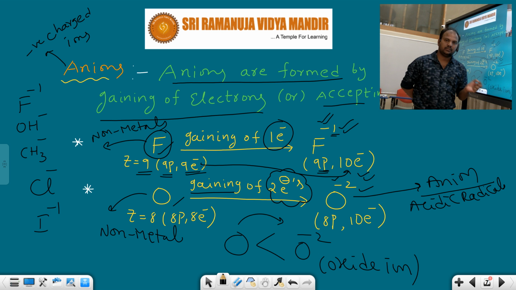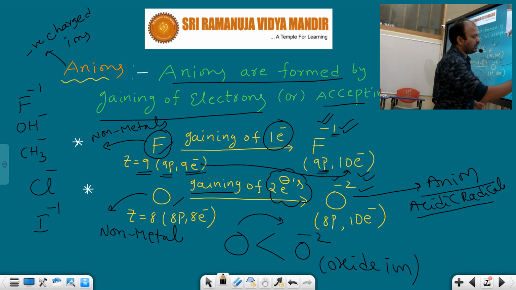Ions are of two types: cations and anions. Cations are formed by the loss of electrons, or donation of electrons. Anions are formed by the gain of electrons, or accepting electrons. Cations are called basic radicals. Why are cations called basic radicals? The cations are produced from the bases. That's why they are called basic radicals. Anions are called acidic radicals because anions are produced from the acids. Anions are derived from the acids. That's why they are called acidic radicals.